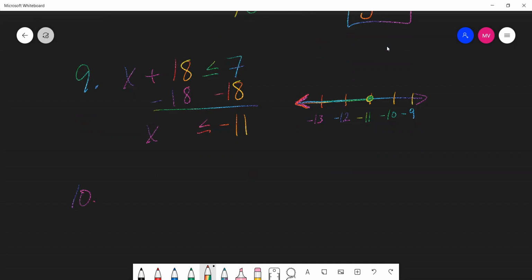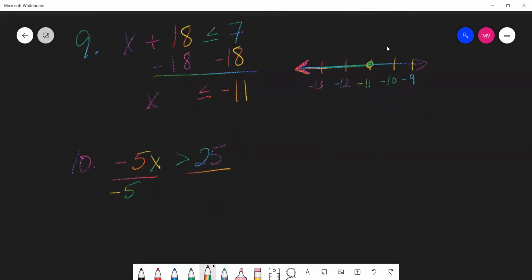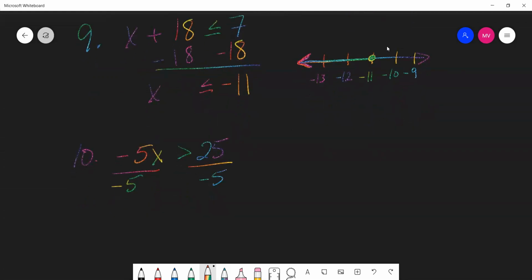Number 10, -5 x is greater than 25. All right, Eden, what do we need to do here? Divide by -5. Now, in this case, do we do anything to our inequality symbol?